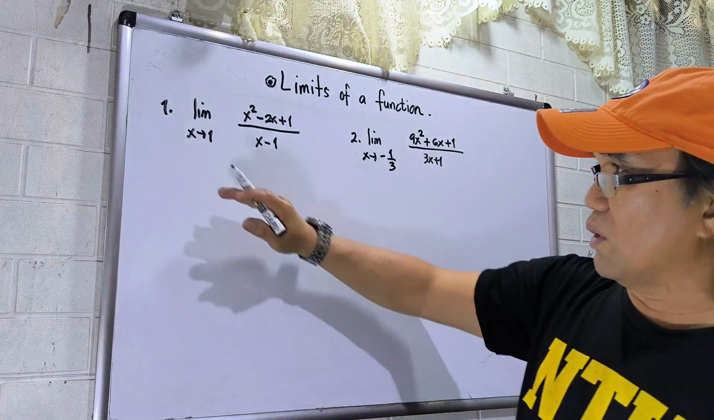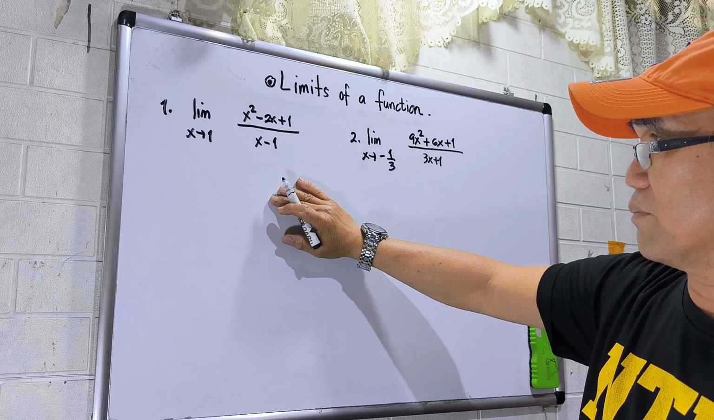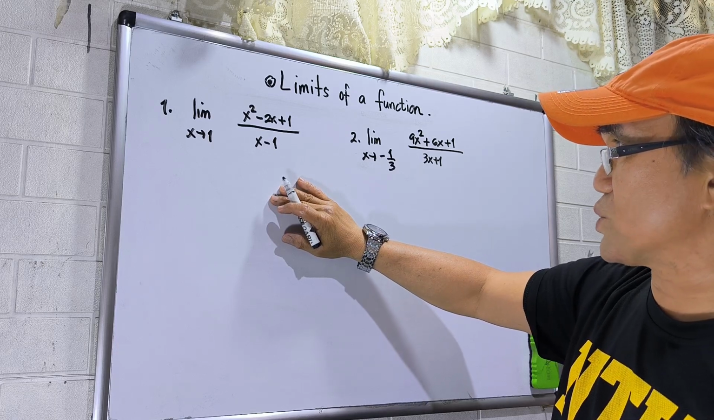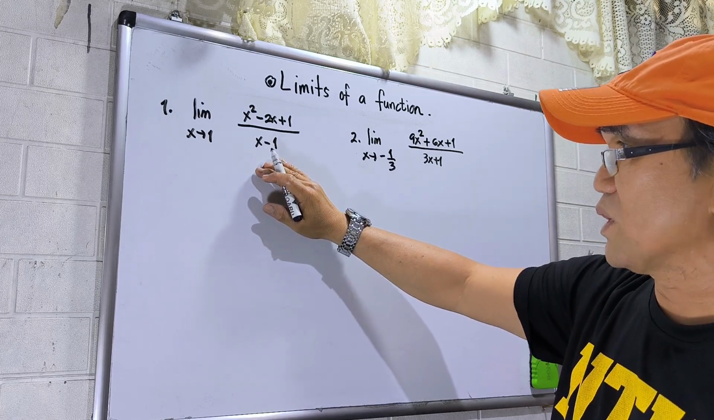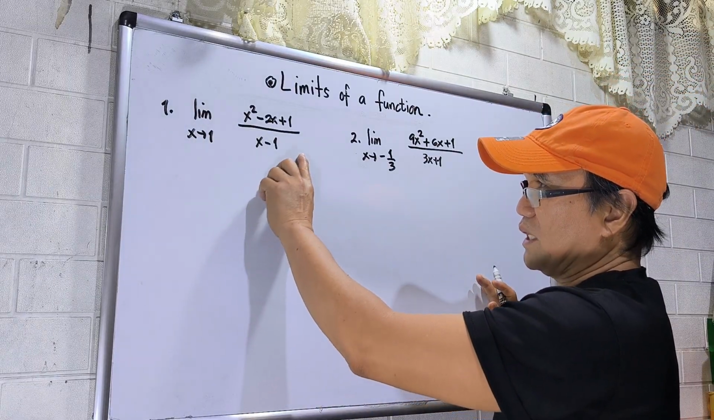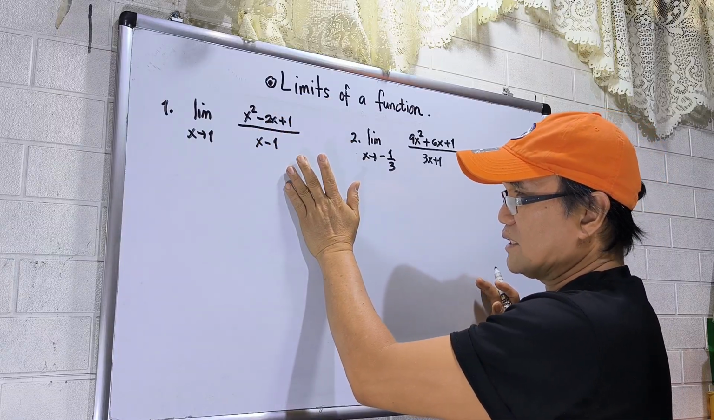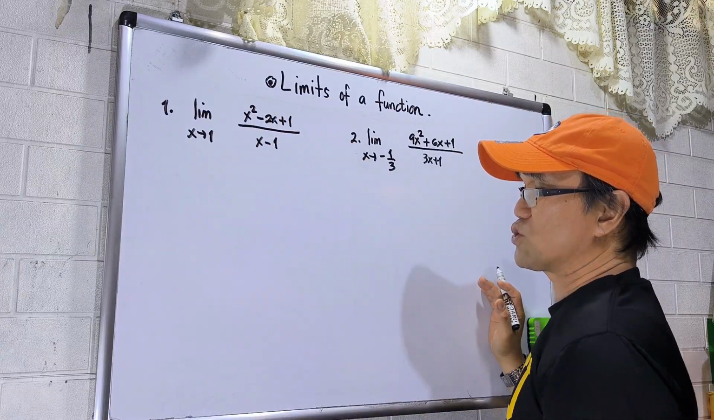Okay? So I have here number 1, the limit as x approaches 1. The function is x squared minus 2x plus 1 over x minus 1. If I plug in x equals 1, the divisor will be 0, and a number divided by 0 is infinity. So that's why I need another solution.